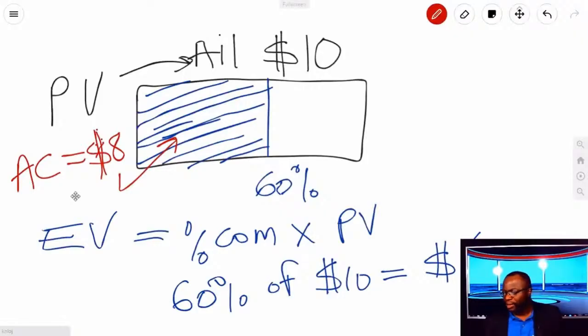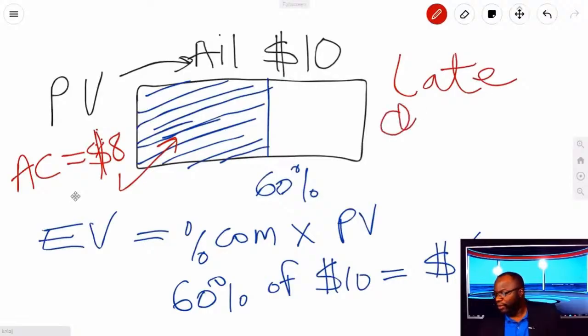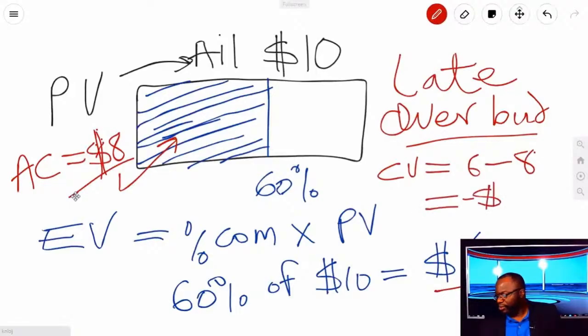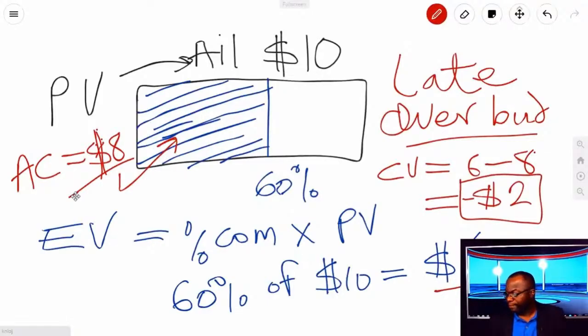So two things: you are late because you only got 60% of the work done, and you are over budget. You're over budget by $2 because this work is only worth $6 and you paid $8. You see the problem? So right off the bat, you can see, my goodness, I'm over by $2. My CV is going to be $6 minus $8, and this is going to be a minus $2, which means I'm over budget. You see, I'm over budget.